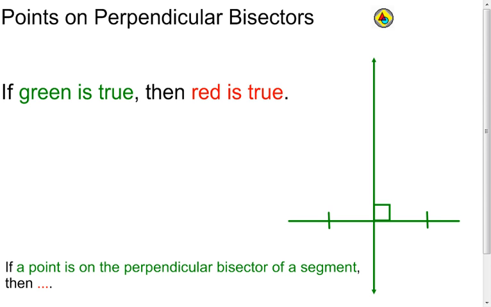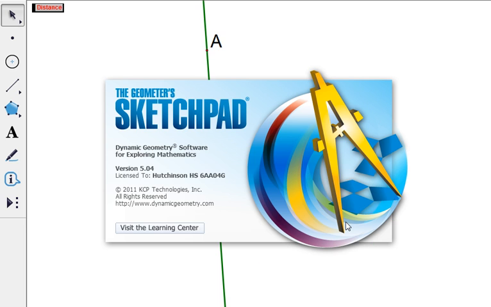So if the green stuff is true, I see a segment here that has been bisected, because I know these two pieces are congruent, therefore this is bisecting, and I notice that it's perpendicular. So when you look at the word part of the theorem, if a point is on the perpendicular bisector of a segment, well, then what do we know? I'm going to go to Sketchpad to help us out with that.